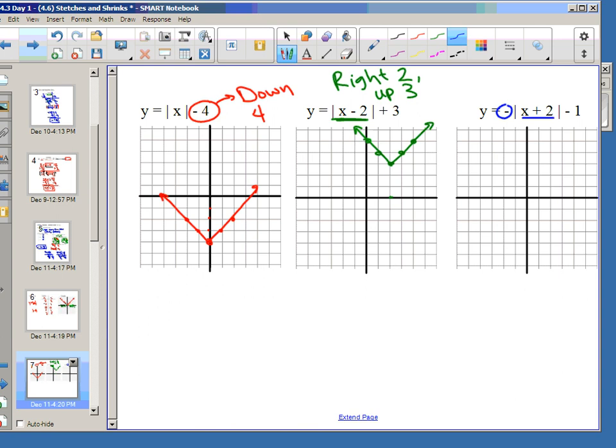So this x plus 2 inside the absolute value means we're moving to the left 2. And then negative 1 means we're going down 1. So left 2, down 1. And like I said, that negative out in front means we're going to flip it down. So instead of going up 1 over 1, we're going to go down 1 over 1, down 1 over 1, and the other way, down 1 over 1, down 1 over 1. So our graph will look something like that.